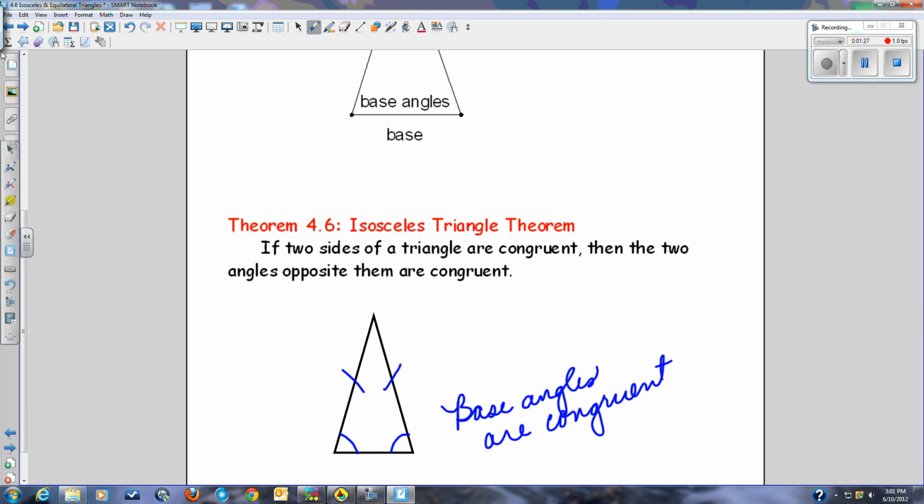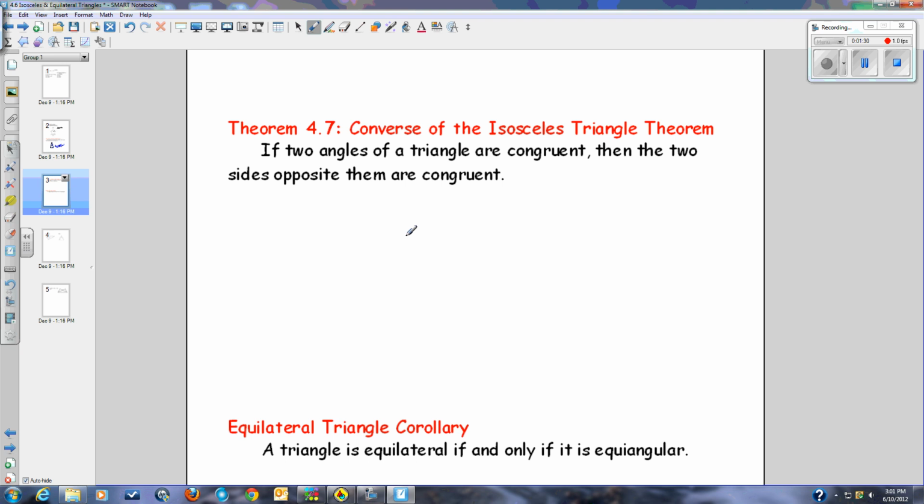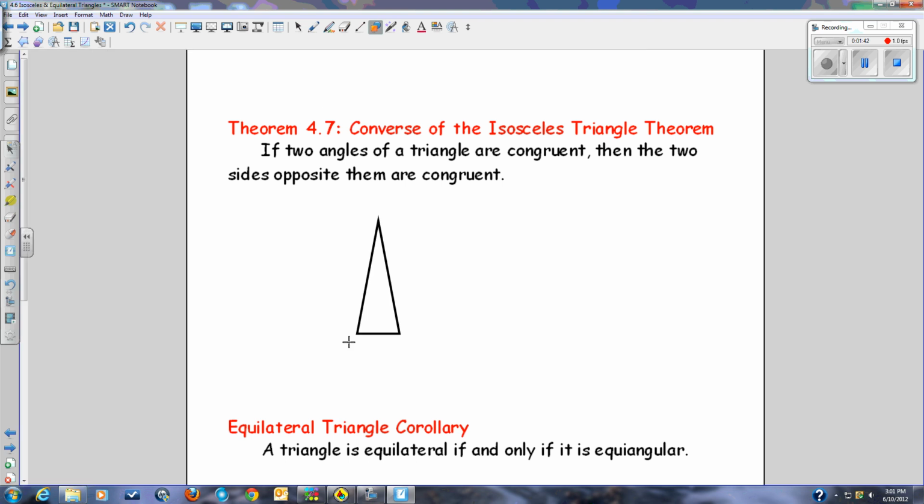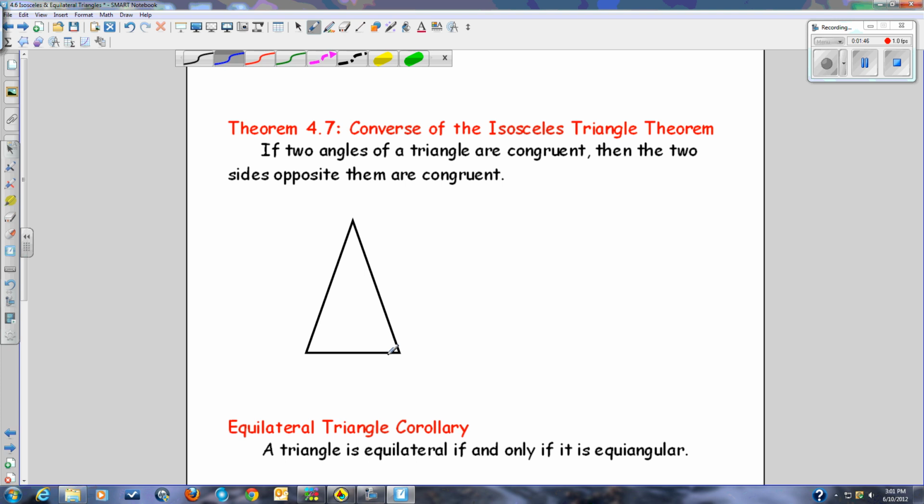Let's move on. The converse of the isosceles triangle theorem: if two angles of a triangle are congruent, then the two sides opposite them are congruent. So again, let's take a look. Here's a picture. If you know that the two base angles are congruent, then it automatically follows that the sides opposite them are congruent as well.